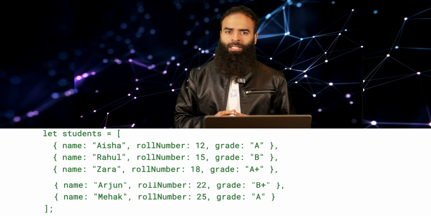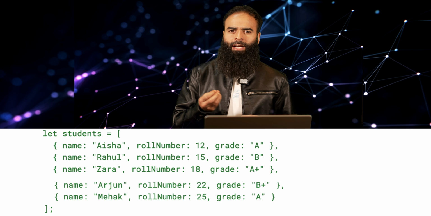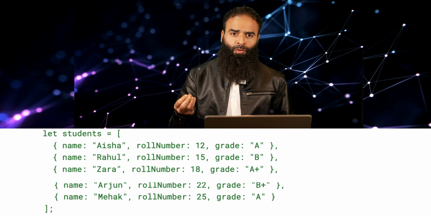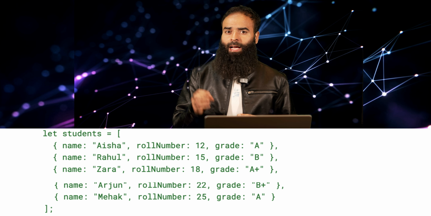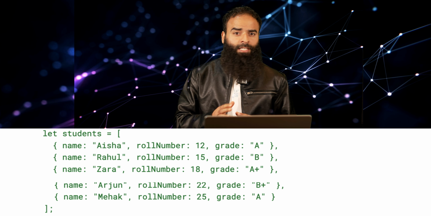Now, students is an array where each element is an object representing one student. To access data, we can combine our array and object knowledge. Let's say we want to print Zara's grade. Here is what happens. students[2] gives us the third student object because arrays start at index 0. Dot grade accesses Zara's grade inside that object.